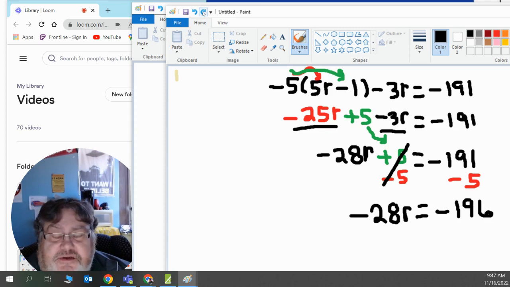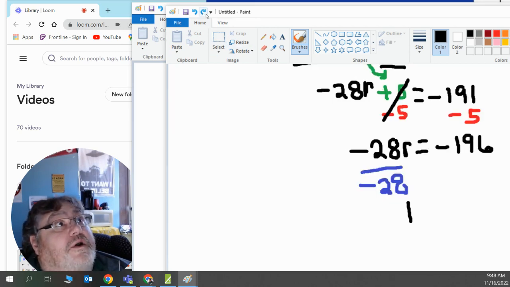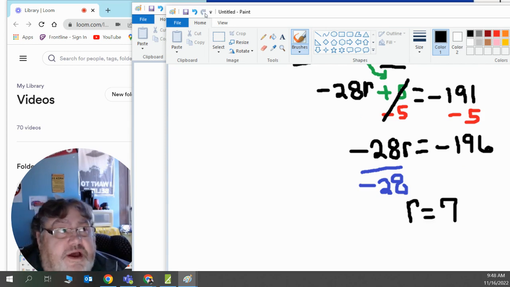Okay, now I'm left with negative 28r. This is a multiplication problem. Negative 28r means negative 28 times a number equals negative 196. So I'm going to simply do the opposite operation again. I'm going to divide, instead of multiply, I'm going to divide negative 28 by negative 28, and my answer will be 1 or 1r. Okay. Then I'll divide negative 196 by negative 28, and my answer will be 7. See? So divide both sides by negative 28.